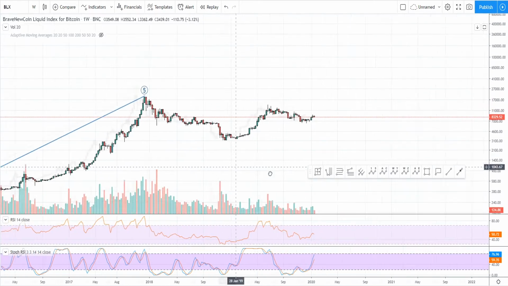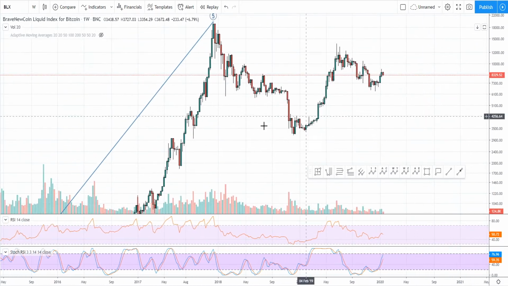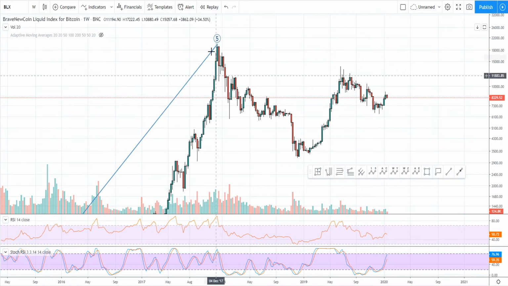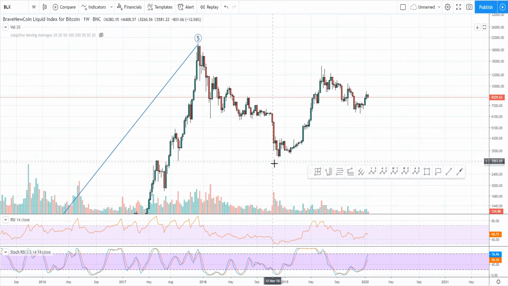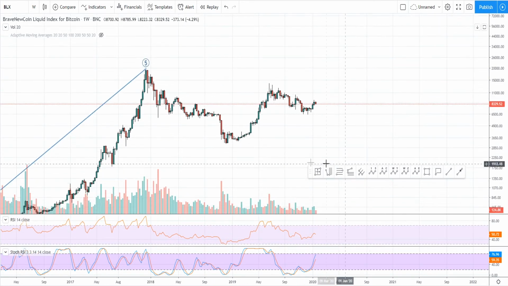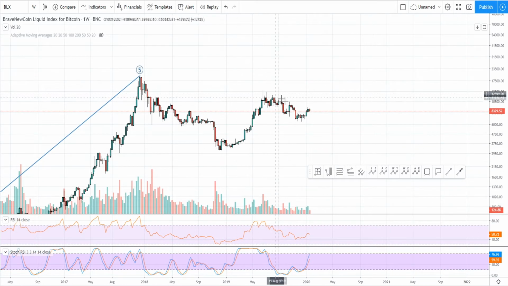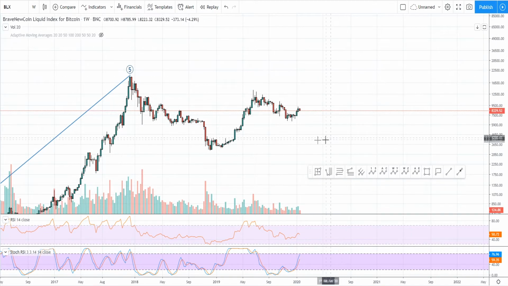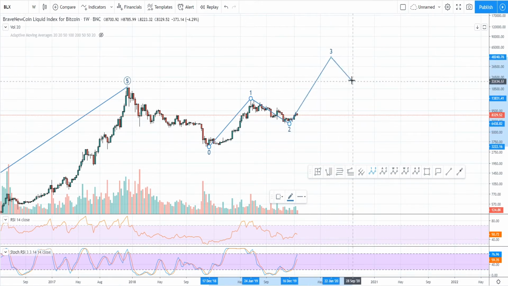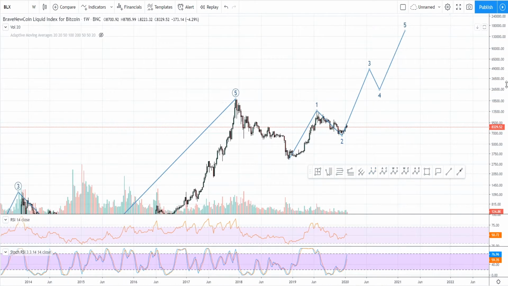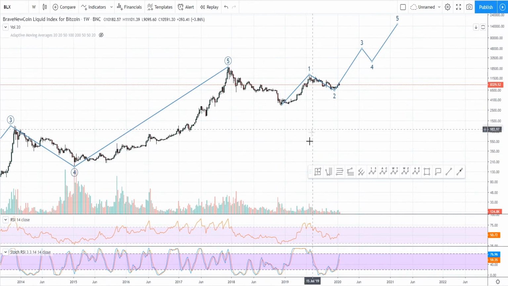Another scenario could be, but it's definitely not my preferred scenario, that this WXY pattern was the whole wave 2, and that now we've started a wave 3, and this is a 1, 2, which would imply that instead of a wave C, we get an actual major wave 3 right here. So it would look something like this: 1, 2, 3, 4, 5. So we would make major new all-time highs in this scenario.